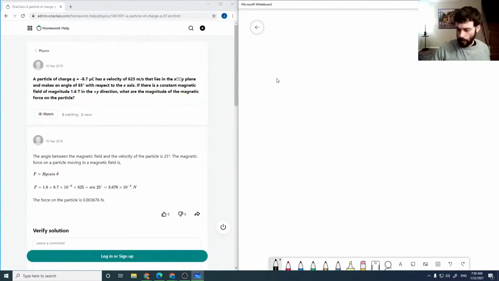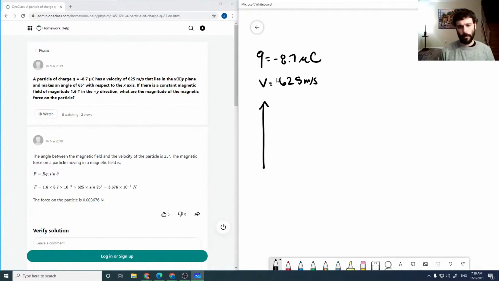Okay. So here we've got a particle of charge Q. Q equals minus 8.7 microcoulombs, sorry. It has a velocity of 625 meters per second, and it lies in the XY plane, and makes an angle of 65 degrees. So there's my V vector.